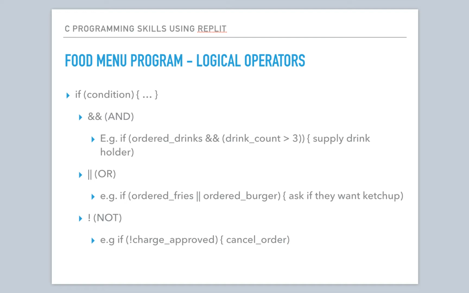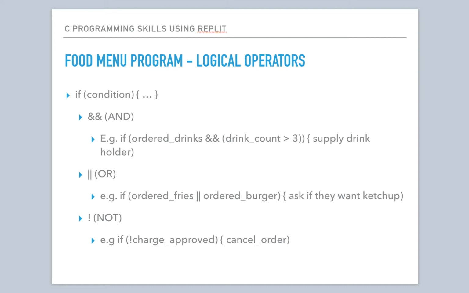For example, suppose you've ordered drinks, right? This is our menu program, and drinks have been ordered, and the drink count is greater than 3. And notice how I put parentheses around the drink count greater than 3. So that's one condition. That's going to be true or false. And let's say it is true. Let's say you have 4 drinks. So that would be true.